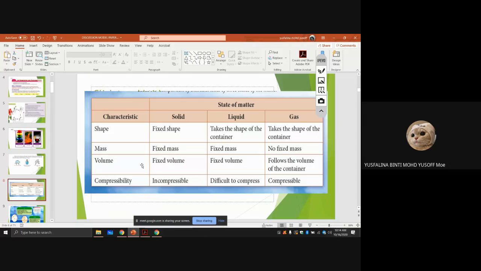Another one is volume. Solid has a fixed volume. Also the liquid has a fixed volume. But the gas follows the volume of the container. For compressibility, solid is incompressible, liquid is difficult to compress, but gas is easy to compress.